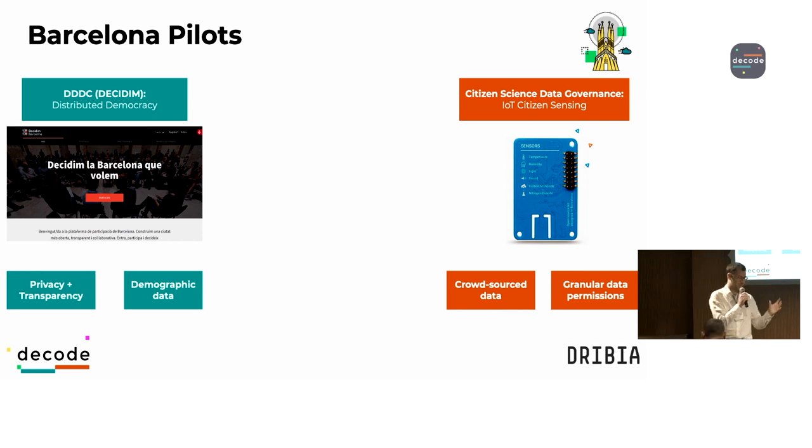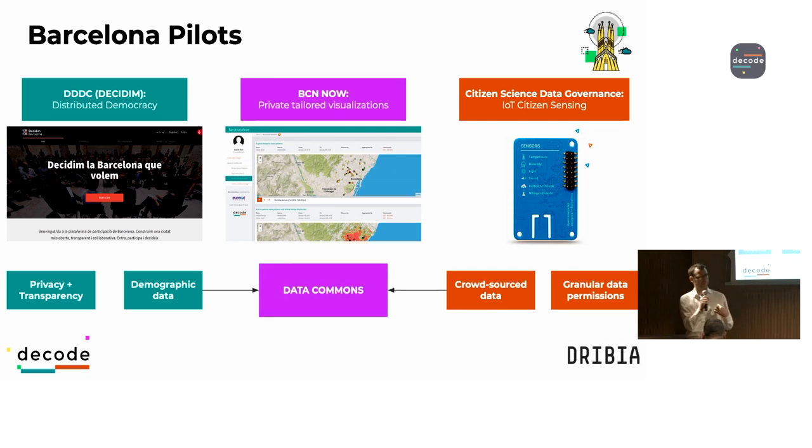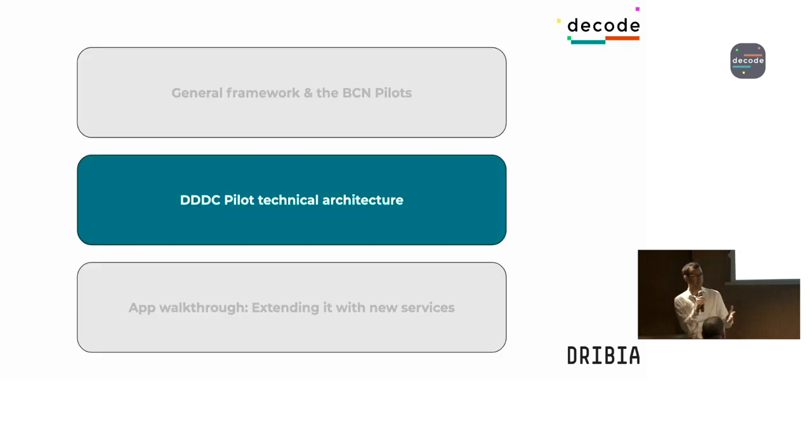So these two pilots, we connect them by creating a third pilot, that is the Barcelona Now dashboard, in which all the data that is generated in the other two pilots can be consulted in private and tailored visualizations. Also, in this dashboard, we include a lot of open data of the city of Barcelona. So these are the three pilots that we implemented in Barcelona, and now I'm going to focus on the first pilot, the DDDC, so I can explain in more detail the technical architecture of this pilot.